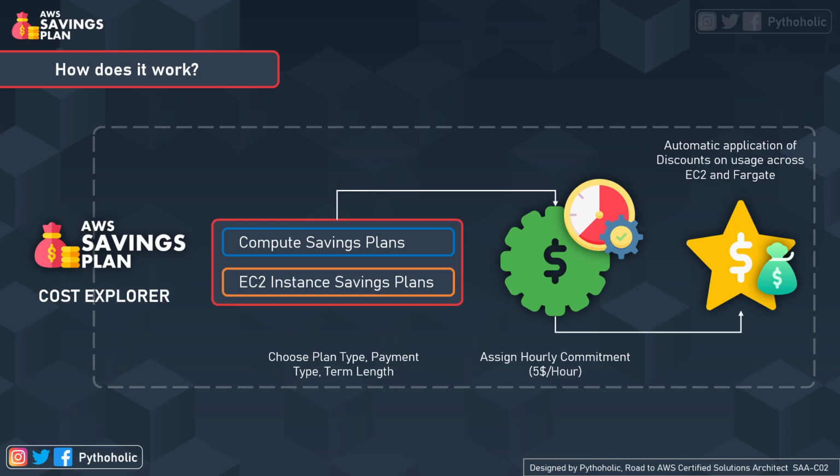Just to reiterate once again, you have to go to your Cost Explorer on AWS, select one of these savings plans, compute savings plans or EC2 instance savings plans, and choose the plan type, payment type, and term length. Then you have to assign an hourly commitment, like $5 or $1 or $10 per hour, that you want to give as a commitment to AWS. And then you get the automatic application of discounts on usage across EC2 and Fargate. So you'll get all the details instantly.